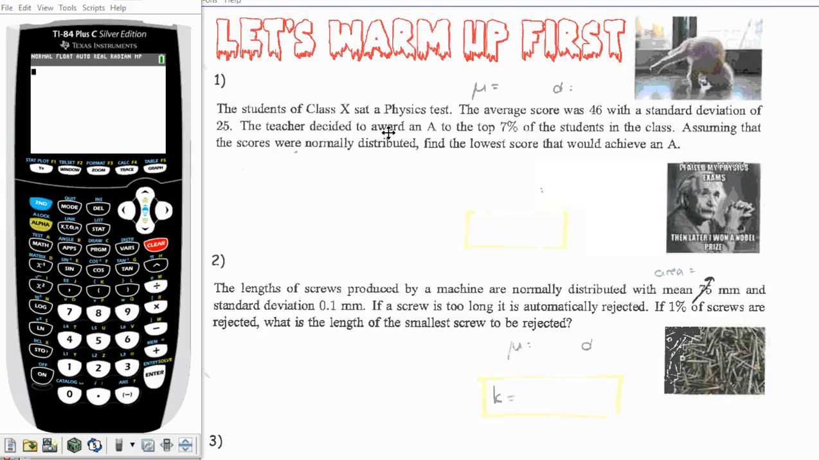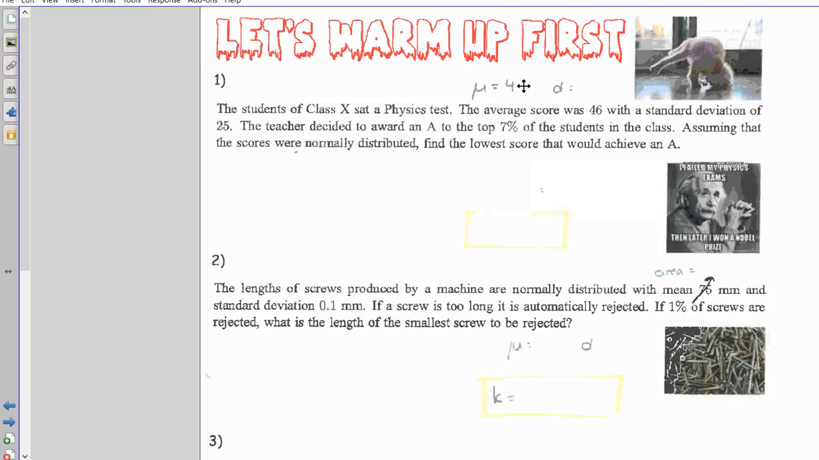So the first question is, the students of class X sat a physics test. The average score was 46, so we can write the mean, mu, 46. So mu is 46, the average score is 46, with a standard deviation of 25. So our sigma, therefore, is 25. Good to write those out again.